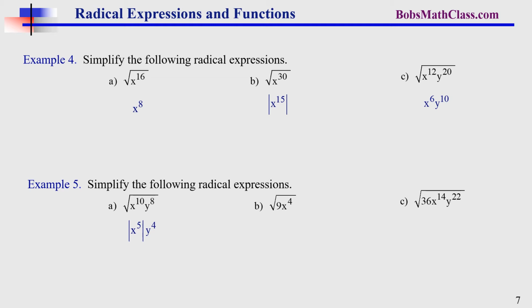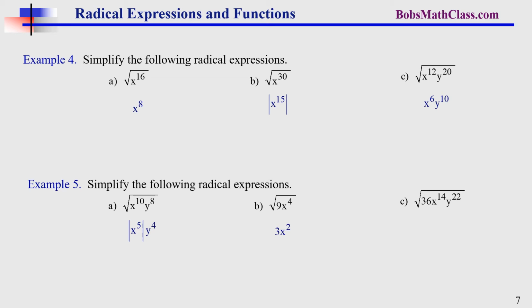Okay, the next one, this one has a number also, square root of 9x to the 4th. So we need to do the square root of 9, which is 3. And then 2 into 4 would be 2. So 3x squared. Okay, so when we have a radical expression, we take the square root of the number first, and then divide each exponent by 2, because the index is 2.